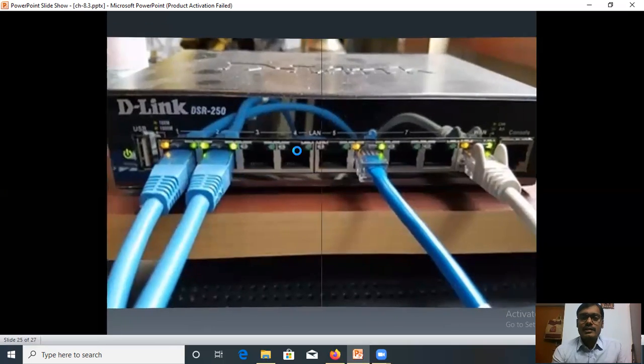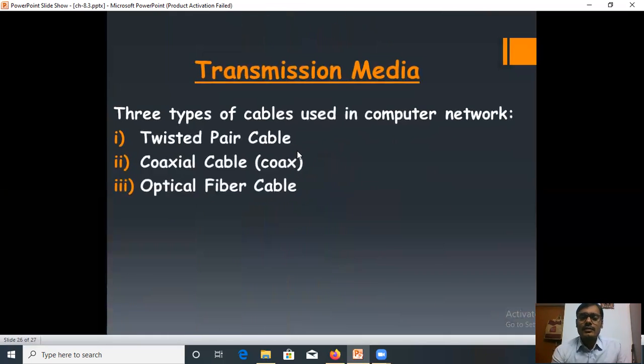So I think you have understood the topic. In the next class, I will discuss transmission media. There are three types of cables used in a computer network. First is twisted pair cable, second is coaxial cable, and third one is optical fiber cable.